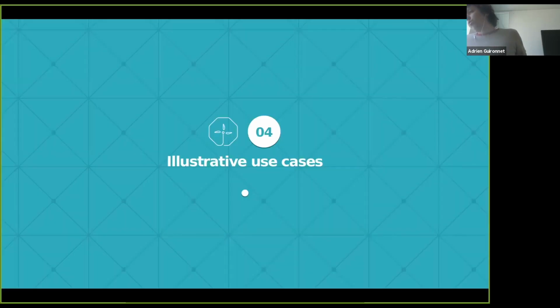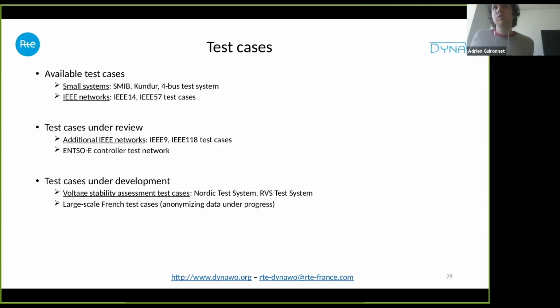Well, I will end with a few use cases to just show you what you can do with the tool. Quickly, a few words on the test cases. We already provide with the tool test cases like the single machine infinite bus system, Kundur, four-bus test system, and some IEEE test cases, 14, 57, with more under review or development, IEEE 9, IEEE 118, which leads us to middle-size test cases, and a control test network, which is a classical test network for transient stability analysis.